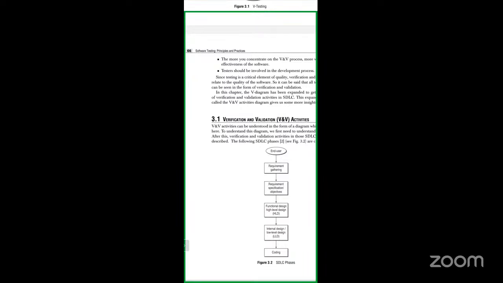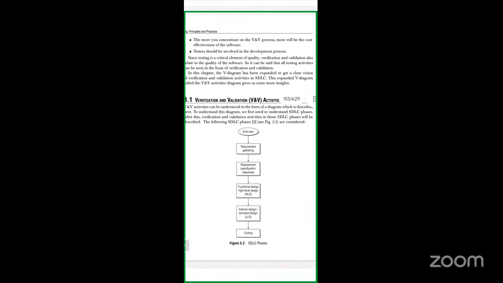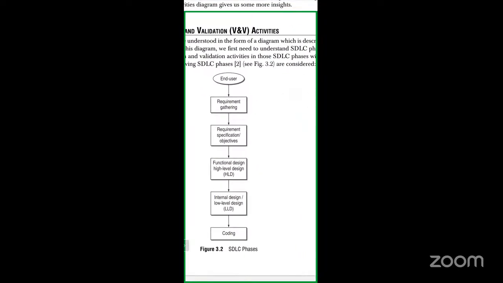So moving on to the first topic, verification and validation activities. Verification and validation activities are also going to be in the form of SDLC phases, that is software development lifecycle phases. Similar to our SDLC, we are also going to have verification and validation activities as a process. So what are those activities? First, let us check. Here we have end user requirements gathering, requirement specification, objectives, functional design, and high level design, then internal design, low level design, and coding. These are the SDLC phases, we can say.